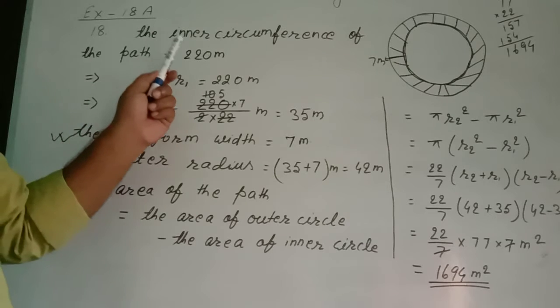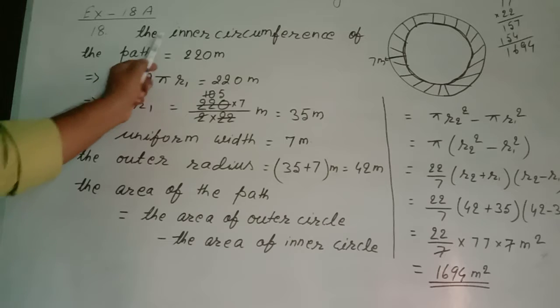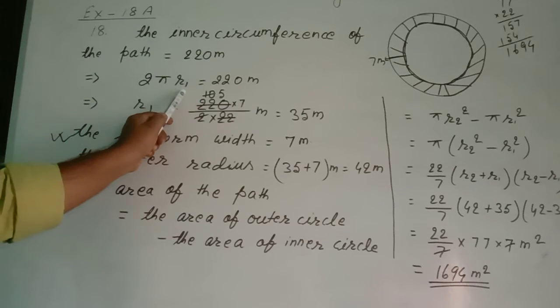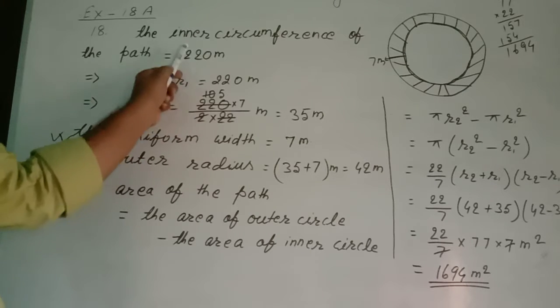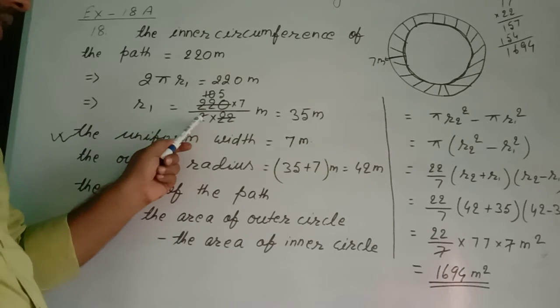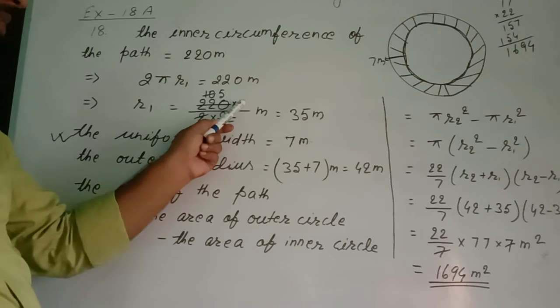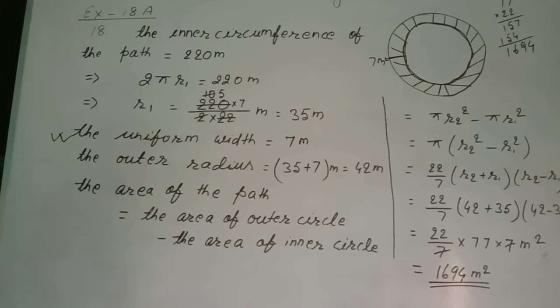As the first information is given, the inner circumference of the path is 220 meter. For that inner circumference I have used radius r1. Circumference equals 2 pi r1. 2 pi r1 equals 220. So r1 equals 220 by 2 pi. The value of pi is 22 by 7. So that 7 will go up. We have now 220 into 7 by 2 into 22.